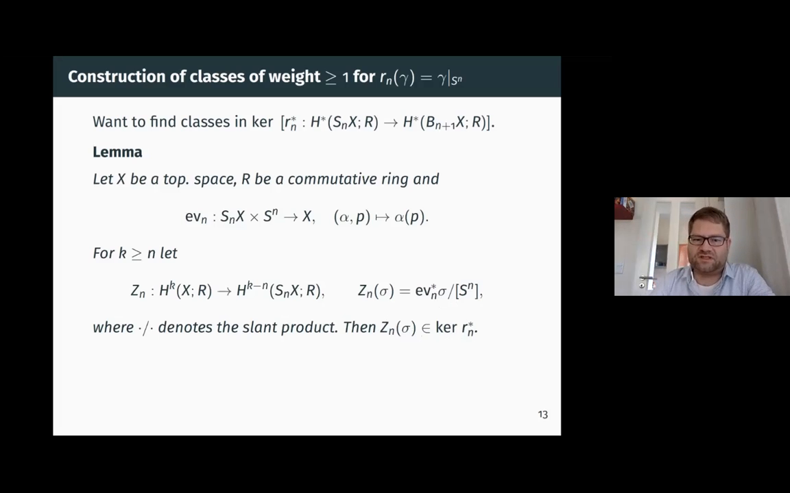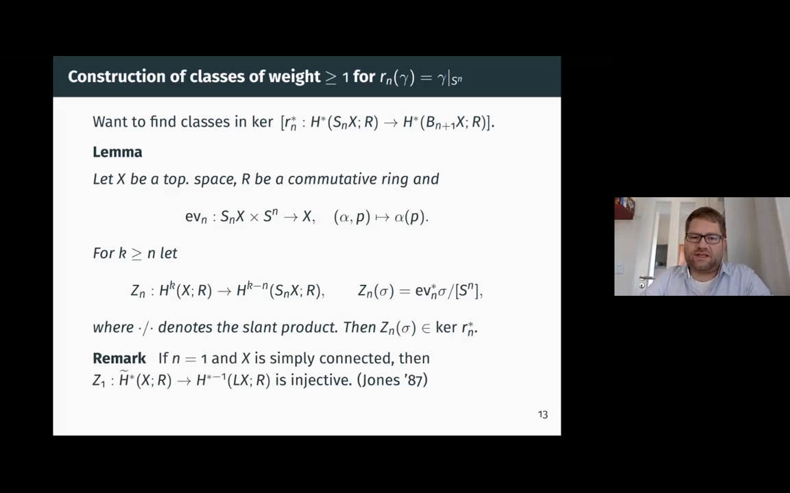But of course, there's one obvious issue. We don't know if Z_n of sigma is vanishing or not. So this might be a good way to construct the classes that we need, but we might have problems with vanishing. Nevertheless, in the one-dimensional case, if n is equal to 1 and the space is simply connected, then you can actually derive that this map Z_1, which is defined on the reduced cohomology of X and goes into the cohomology of the free loop space, is actually injective. This is a very particular case of a theorem of Jones relating free loop space homology and Hochschild homology. But just so you know, this construction is actually useful. So we get something non-trivial out of this.